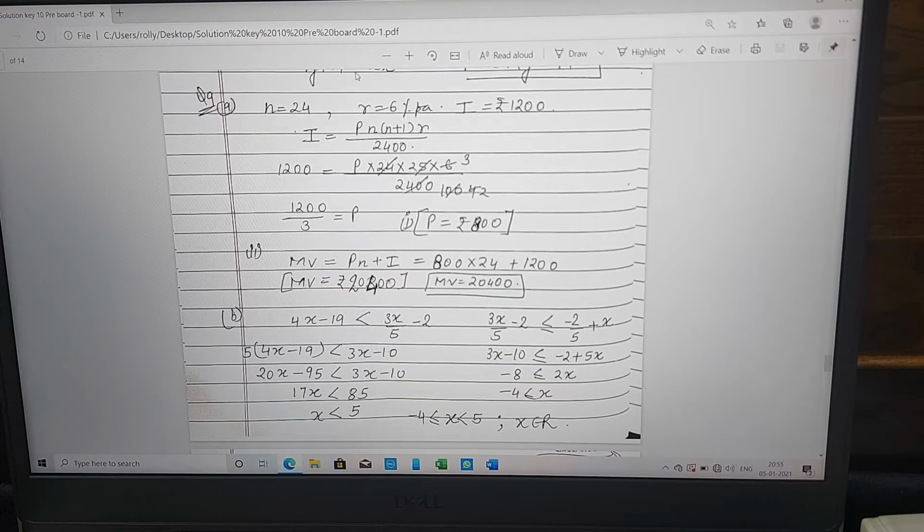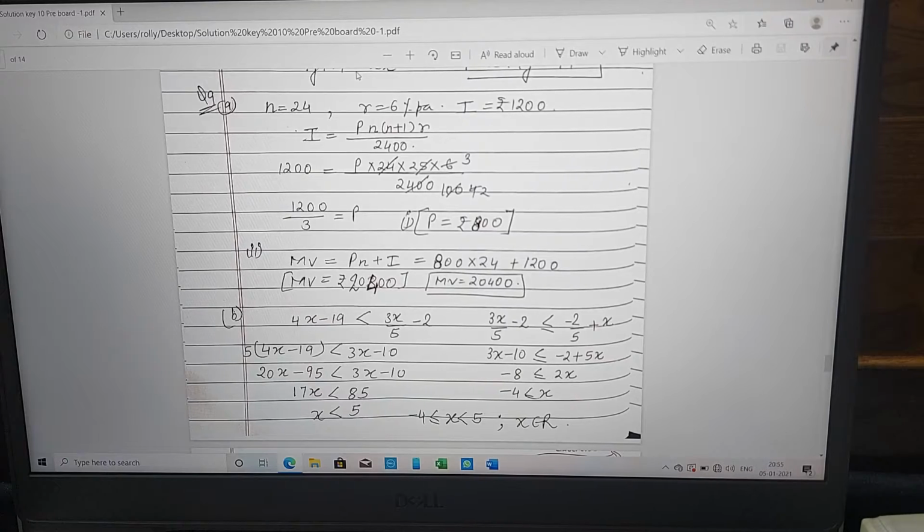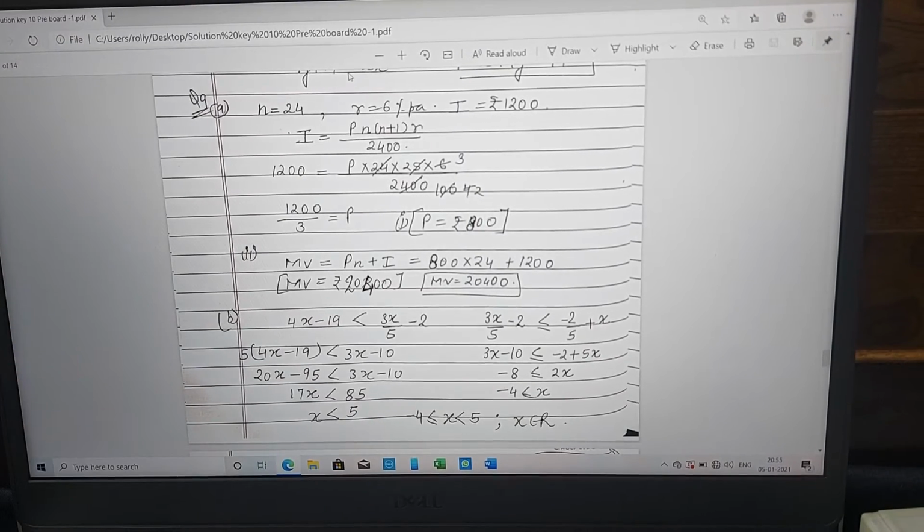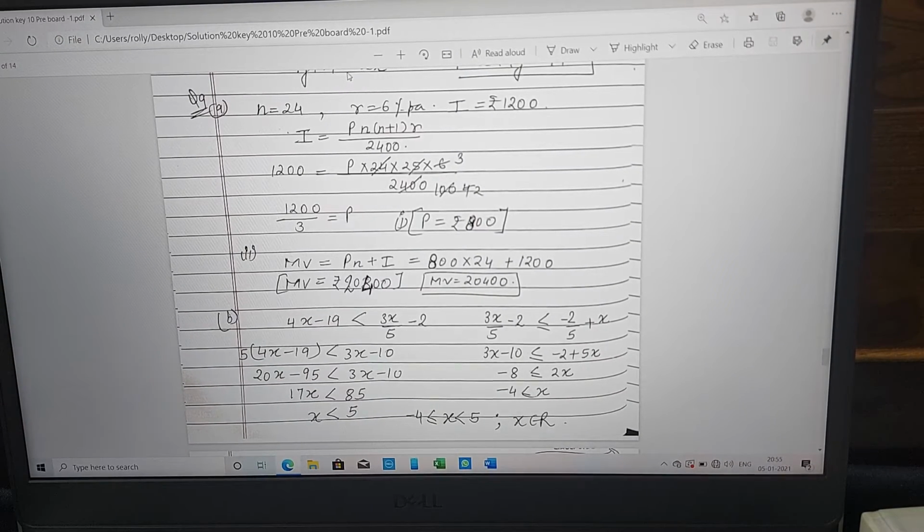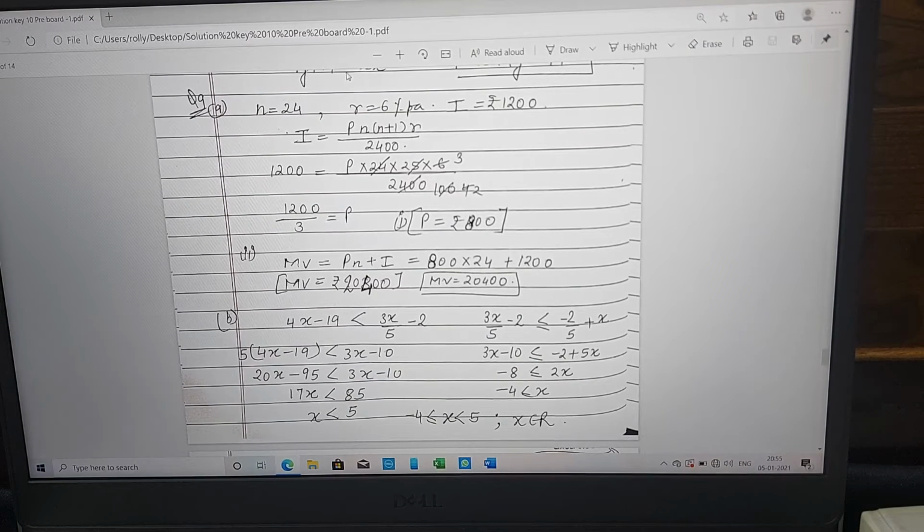Moving on to the next question, that is question number 9. Here, it is a banking question. The time is given as 24 months, which has to be converted to months. Rate is given, interest is given, and you are supposed to calculate the value of P. First of all, the value of P, then the maturity value.